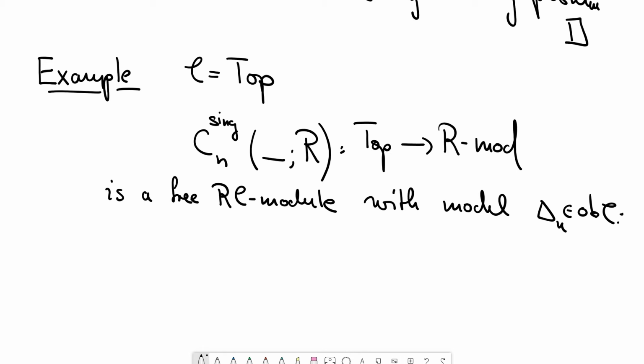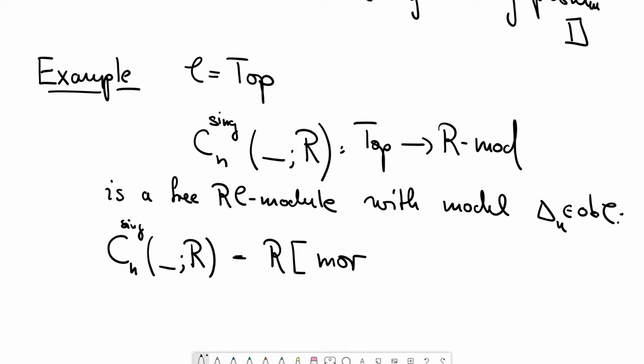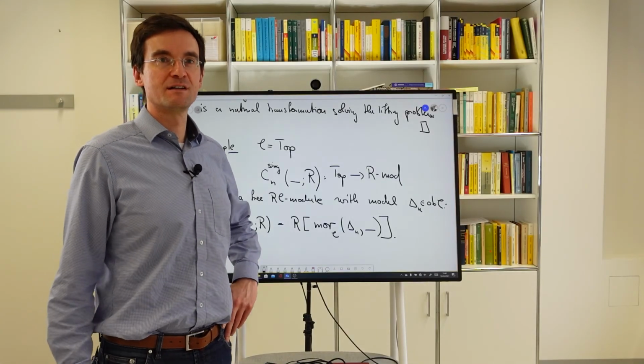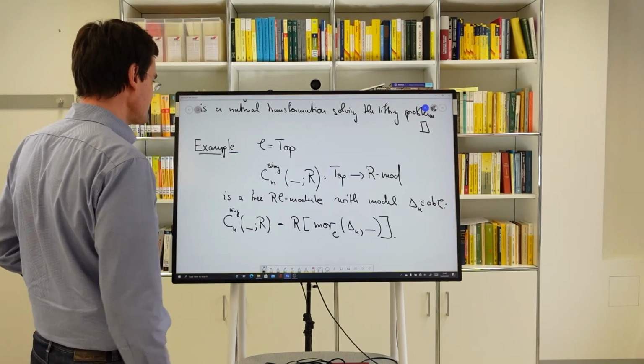Yeah, why is that? Well, that's almost by definition, because how is the singular chain complex defined? Well, it's the free abelian group on the maps from delta n to our space. So I could write this as the free abelian group on the morphisms in our category, which is just topological spaces, but let me write it now with C, from this model delta n to whatever topological space I plug in. So by definition, this is a free module. So in some sense, it's a rank 1 free module, yeah, with that model.